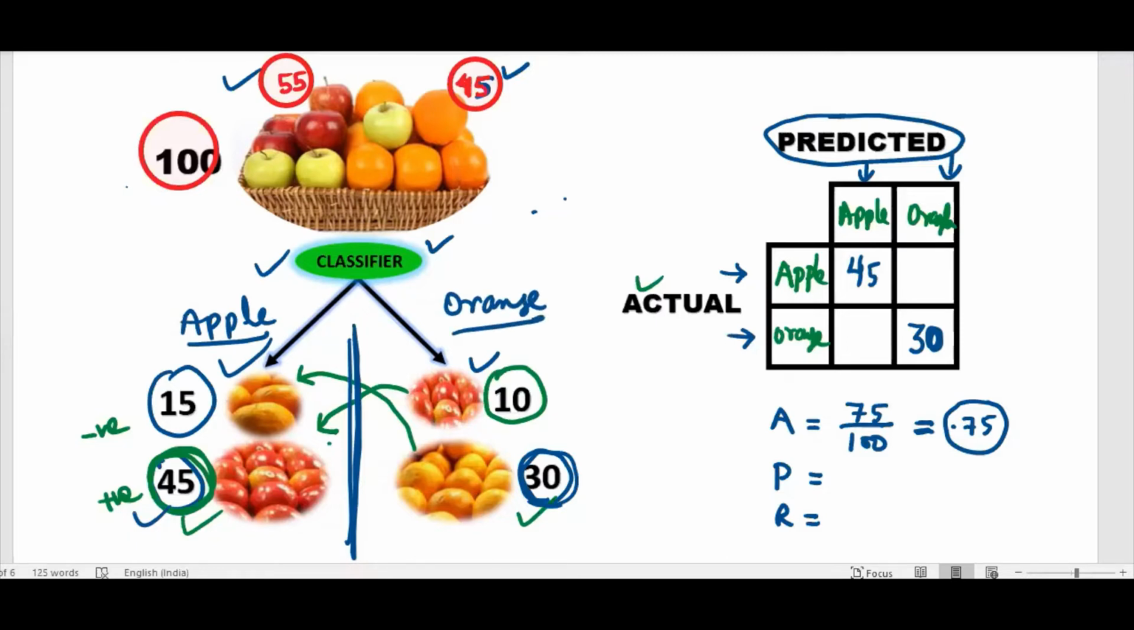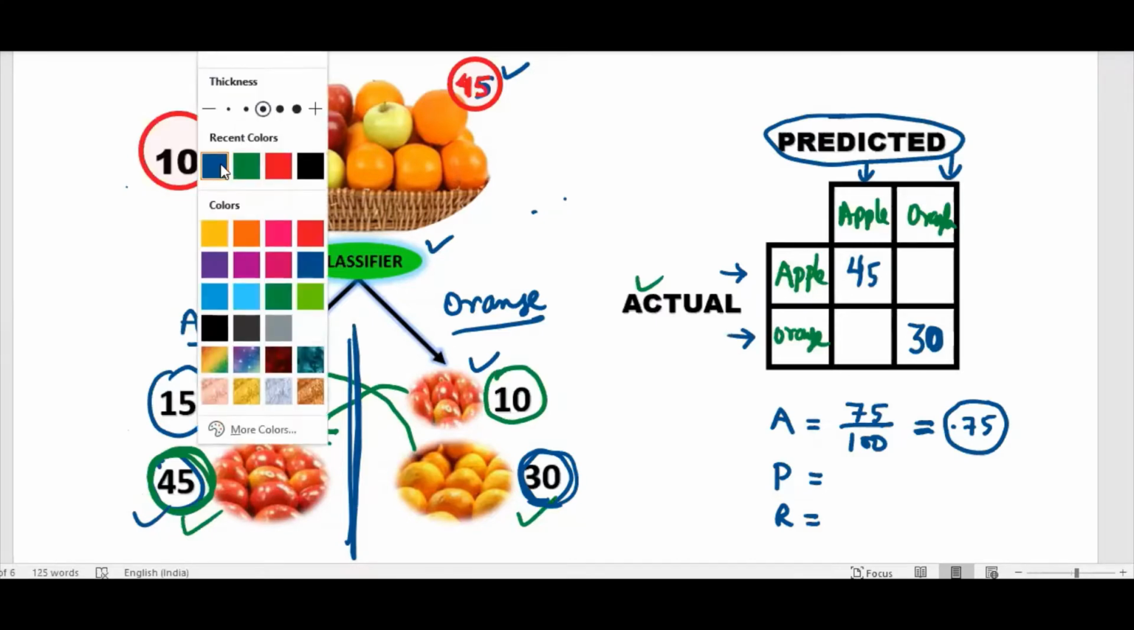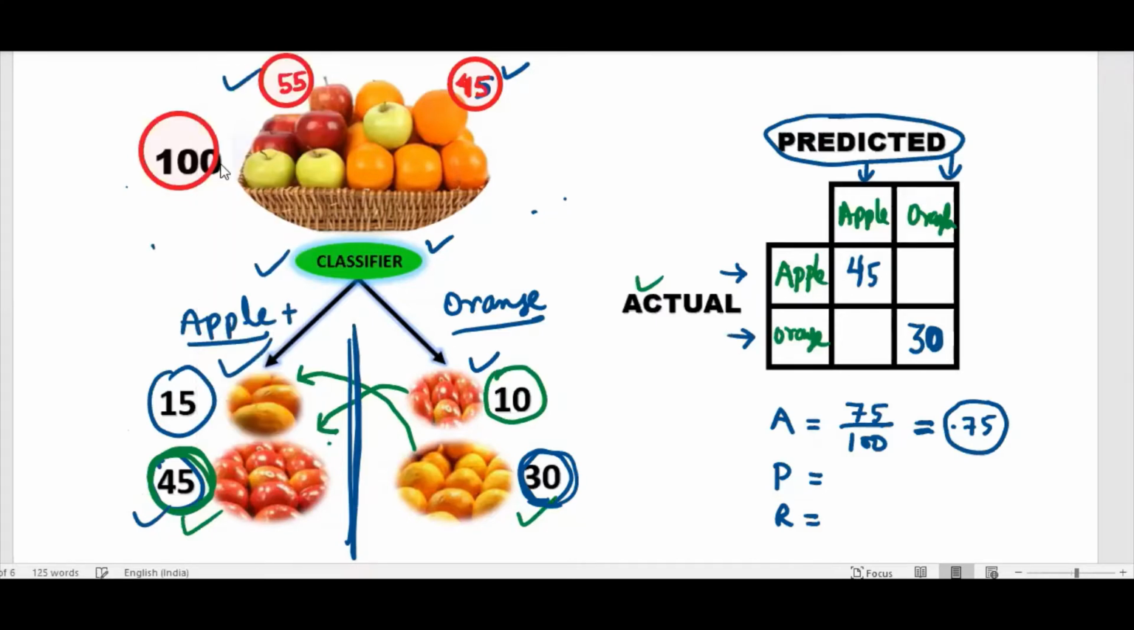Instead of writing here, let me write here. This is positive, and this is negative. So we wanted all apples on this side and all oranges on this side. But the classifier made a mistake. The classifier brought 15 apples to this side. This is the problem. So 45, 30, there is no doubt that is the main diagonal. Even for 3 cross 3, that will be the main diagonal. Now these are the two errors here.